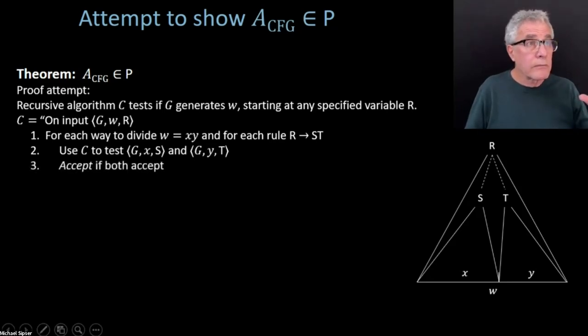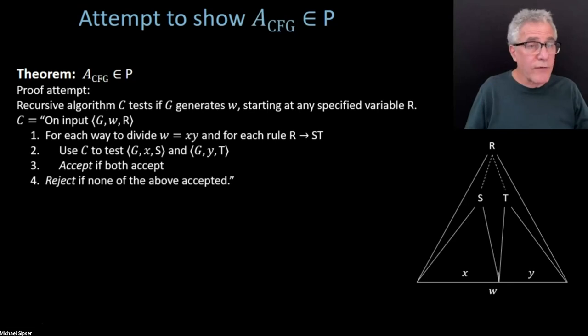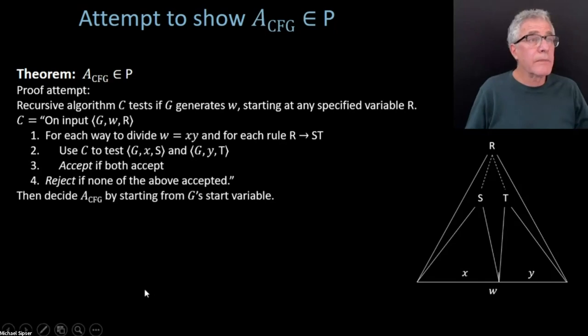And this algorithm will work. So if I found a way to cut W into XY and I found a rule R goes to ST such that S generates X and T generates Y, then I'm good. I know I can generate W from R. And if I can't find any way to divide W into XY and a rule R goes to ST which makes this work, if all possible ways fail, then you can't get from R to W. And then you can decide the original ACFG problem by starting from the start variable instead of just any old R. You plug in the start variable for R.